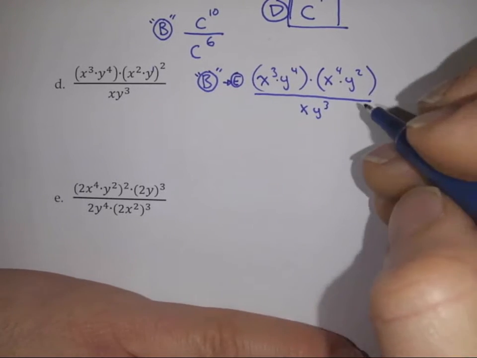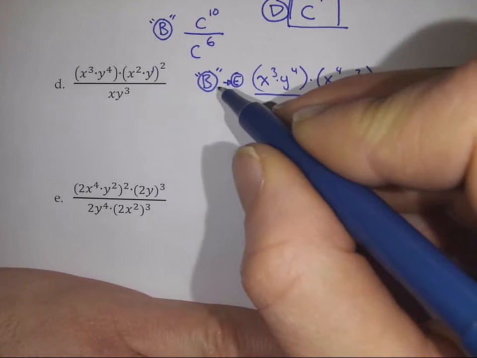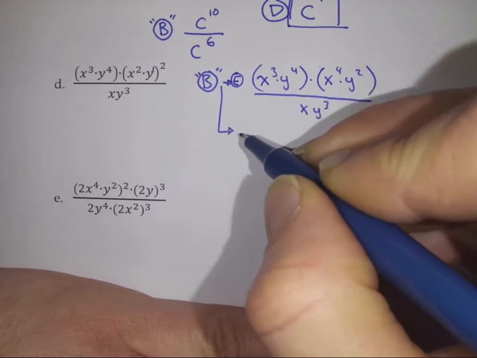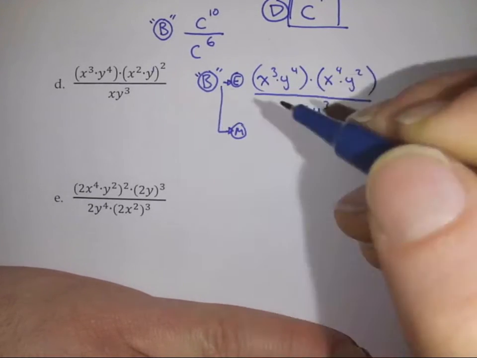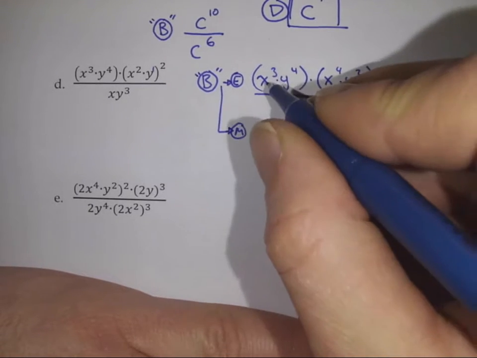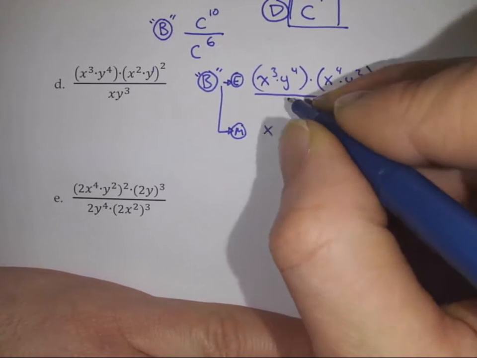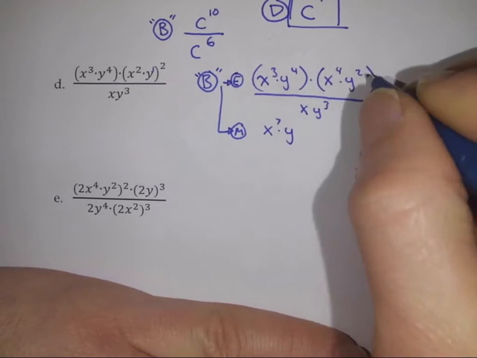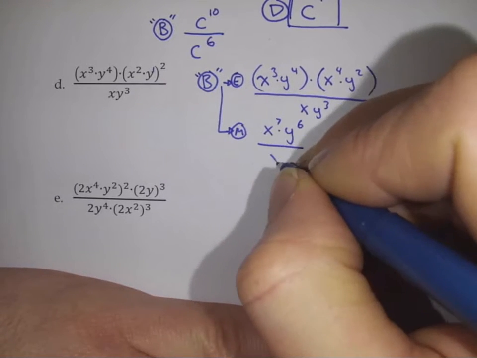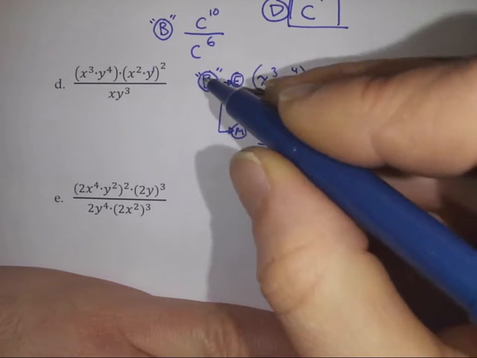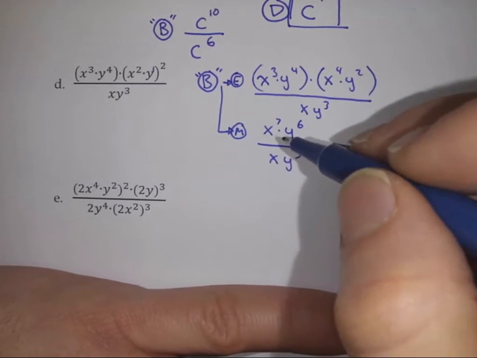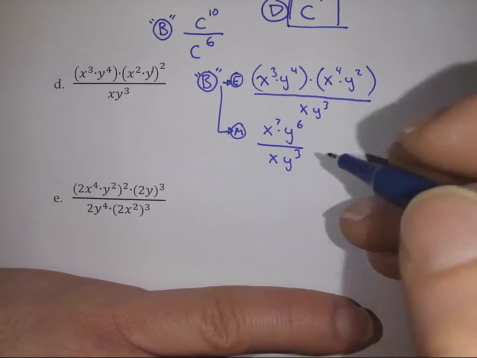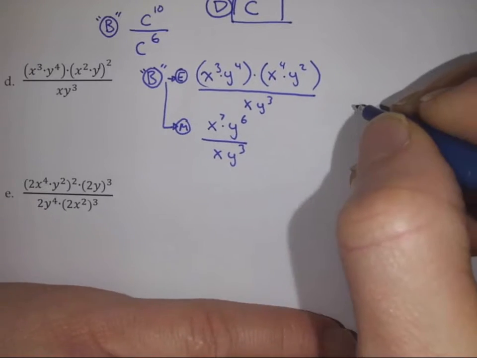x y cubed. And now I'm going to do a multiplication step inside that bracket, inside the top here, meaning I'm going to multiply these together, and I get x to the power of 3 plus 4, or x to the power of 7, times y to the power of 4 plus 2, or 6, over x y cubed. And those are both sort of inside the bracket, meaning anything I can do is on the top or the bottom of a fraction. And so let's move on.